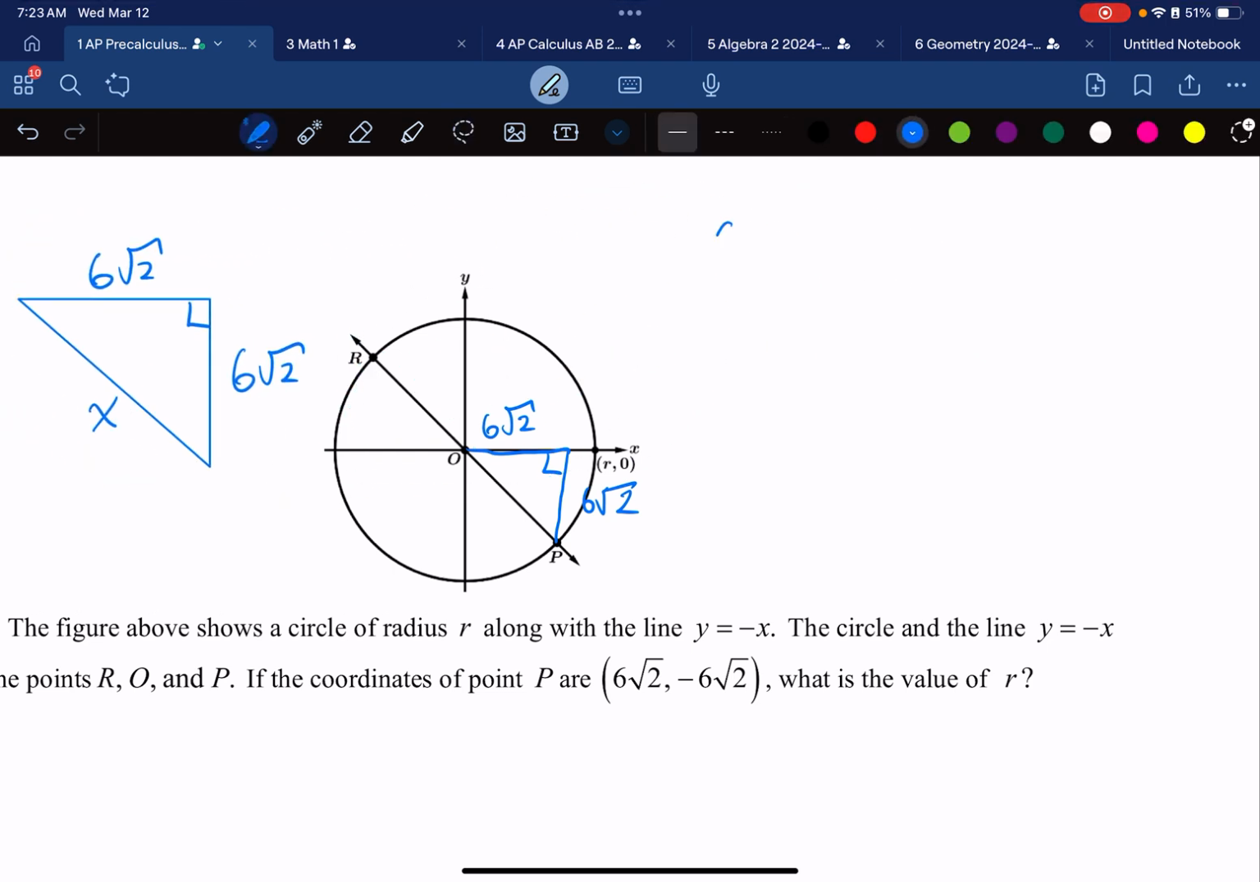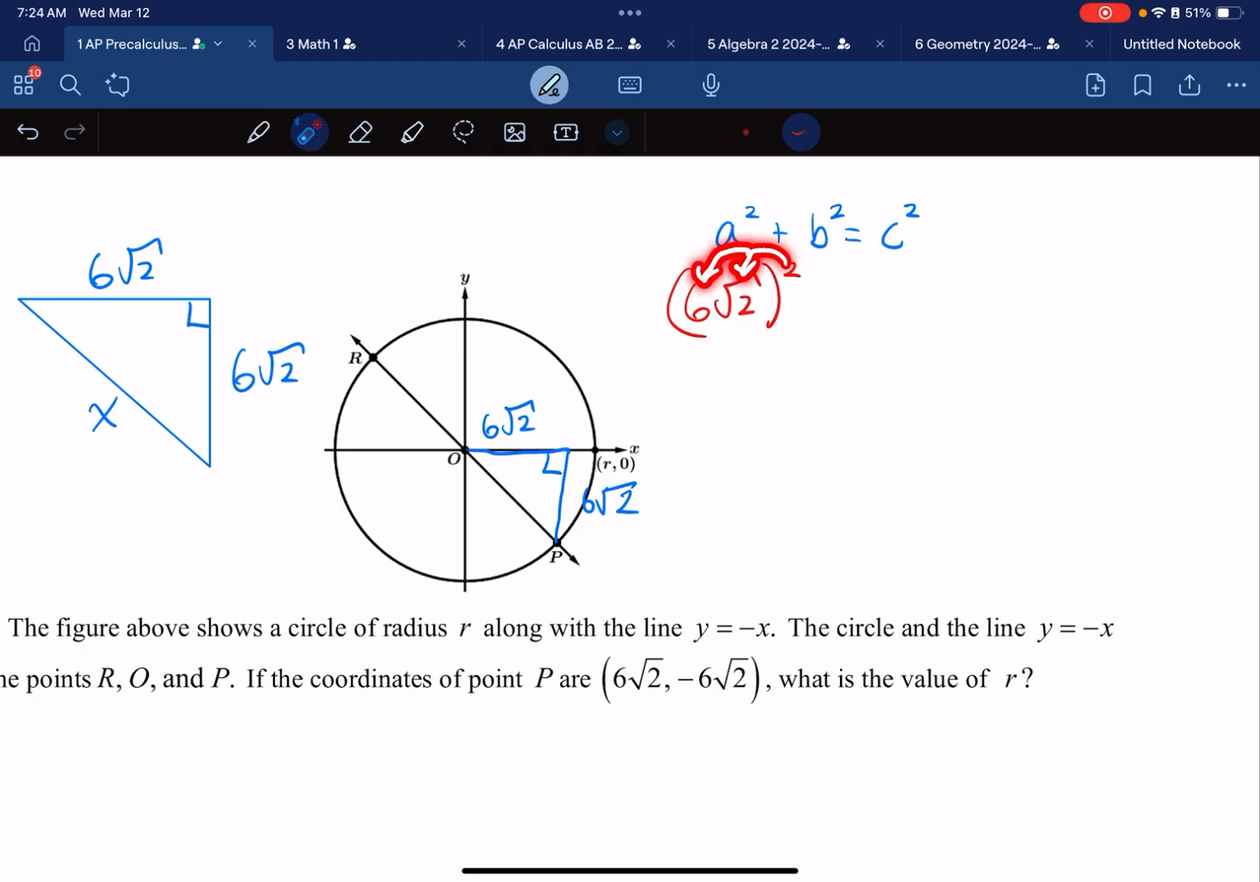I'm going to say that a squared, the leg squared, plus the other leg squared is equal to the hypotenuse squared. In this case, when I plug in my actual values, I get 6 root 2 quantity squared. And it is important that this entire quantity is squared. If you don't use the parentheses, you assume only the square root of 2 is squared, but this square is going to apply to both the square root of 2 and the 6. So be careful here. This is going to be plus the other leg, which is also 6 root 2 quantity squared, and that's going to be equal to the hypotenuse, which we're now calling x squared.